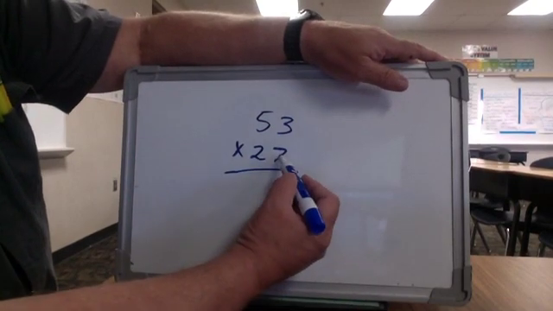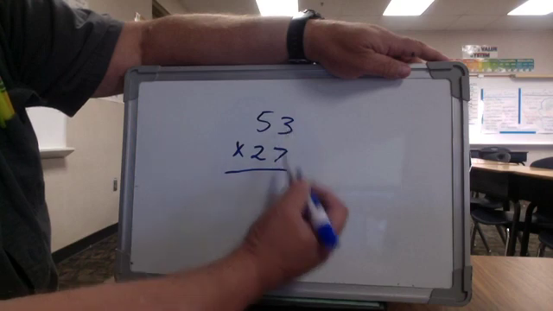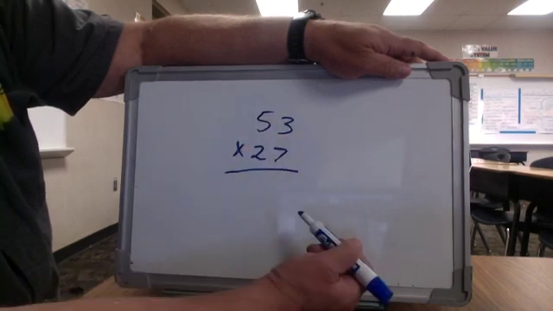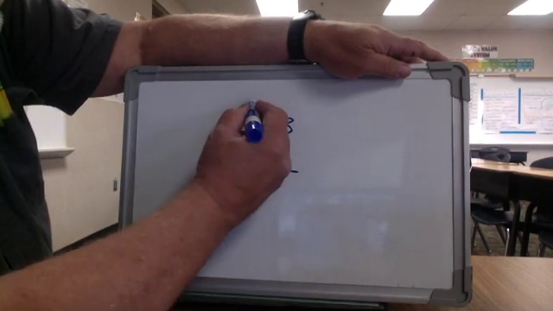Okay, so we're going to start with the ones digit in the bottom factor. So 7 times 3. We always multiply times the ones first and work our way to the left on the top factor. So 7 times 3 is 21. We have to carry that 2.